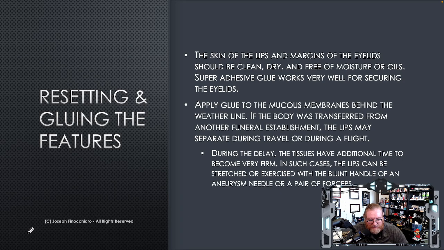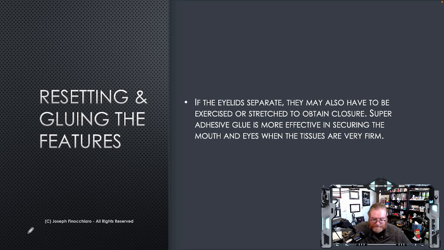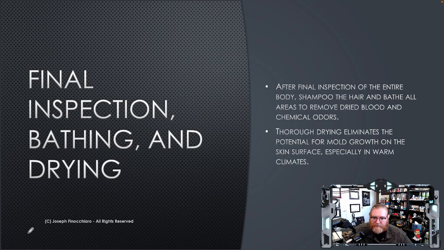If the body was transferred from another funeral establishment, the lips may separate during travel or during a flight. During the delay, the tissues have additional time to become very firm. In such cases, the lips can be stretched or exercised with the blunt handle of an aneurysm needle or a pair of forceps. If the eyelids separate, they may also have to be exercised or stretched to obtain closure. Superadhesive glue is more effective in securing the mouth and eyes when the tissues are very firm. Fancy way of saying this stuff is always going to want to go back to its normal form if they've opened up. Only way to prevent that is to glue it.